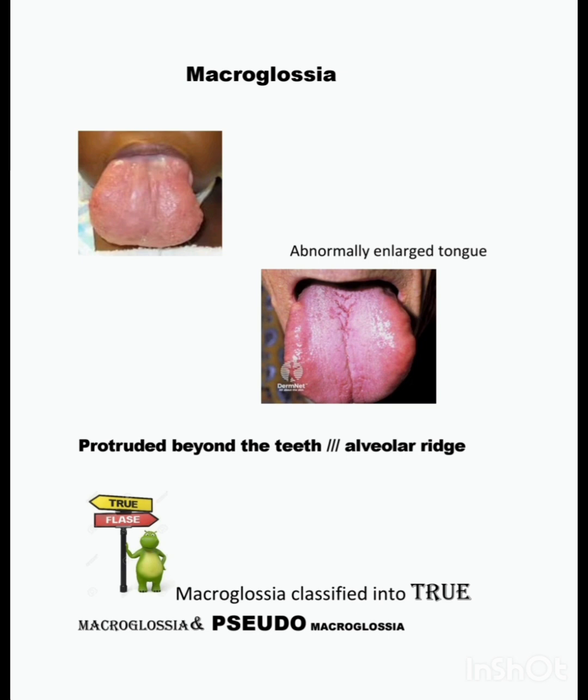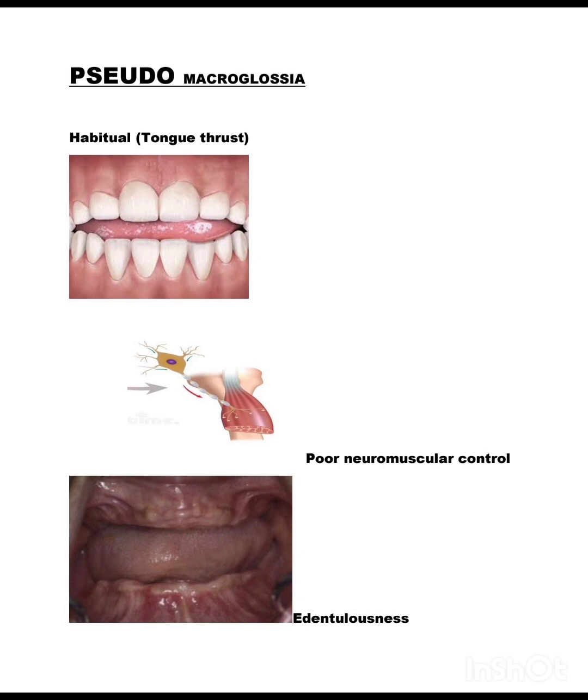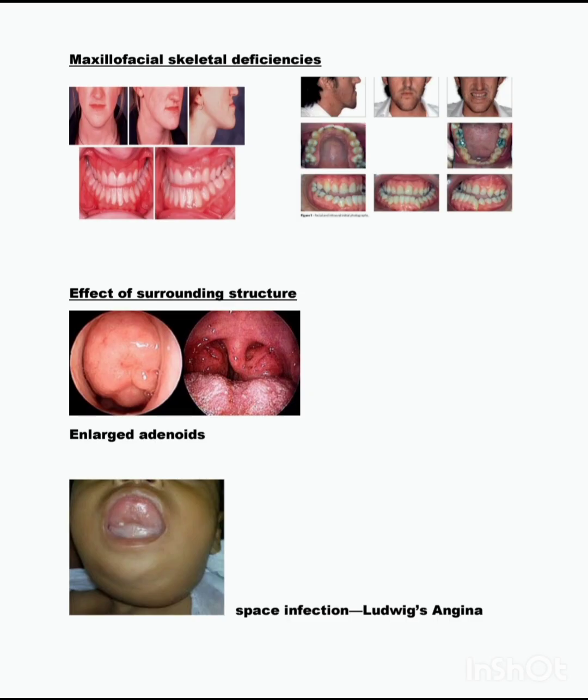Now coming to the classification of macroglossia. It is classified into two types, true macroglossia and pseudomacroglossia. In pseudomacroglossia, there is no true enlargement of the tongue. However, in some clinical conditions, the tongue may appear enlarged in size. Such clinical conditions include tongue thrusting, poor neuromuscular control, edentulous condition, maxillofacial skeletal deficiency, enlarged adenoids, cyst, tumor, and space infection such as Ludwig's angina.